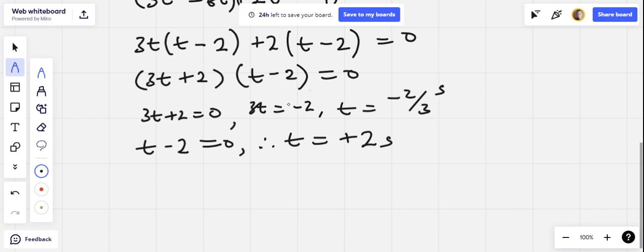Which one do we choose? We are going to choose plus 2 seconds. The reason we are choosing plus 2 seconds is because we don't have negative time. Negative time does not exist. So what we have is a positive time. So the lorry will come to rest in 2 seconds. Therefore your answer will be t equals 2 seconds.